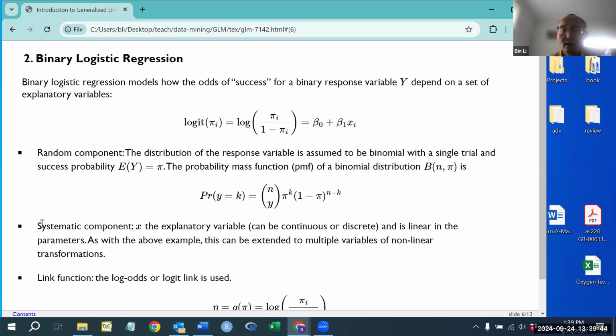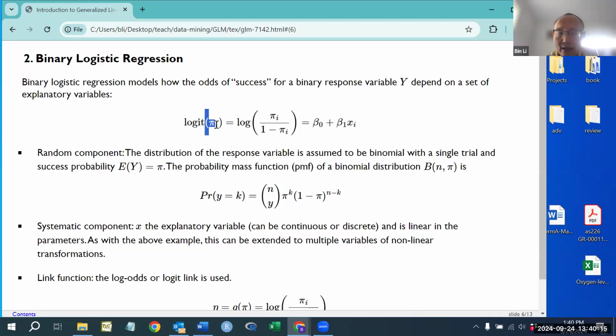Okay, the next one is logistic regression. Logistic regression models the odds of success for a binary response variable, depending on some explanatory variables. So we can write the logit function of the y, or the pi i.